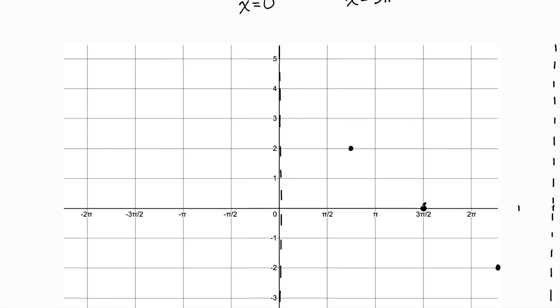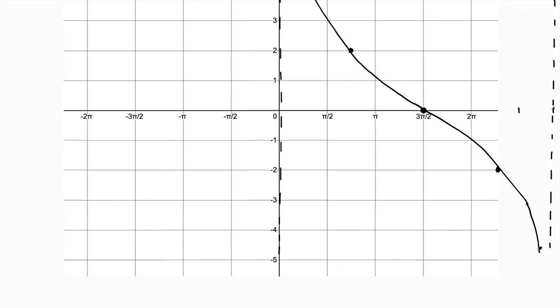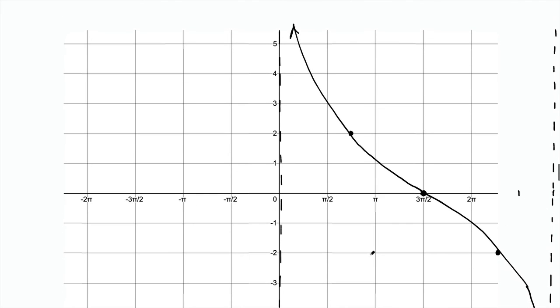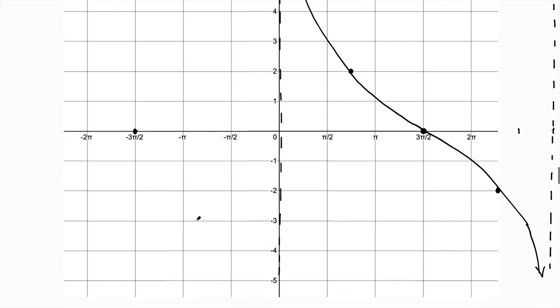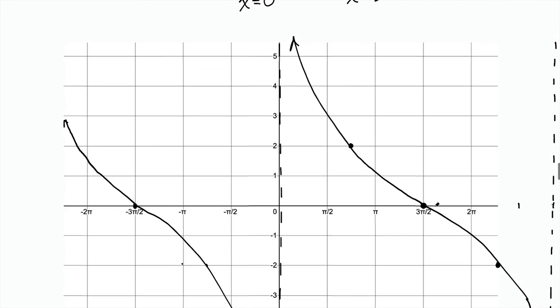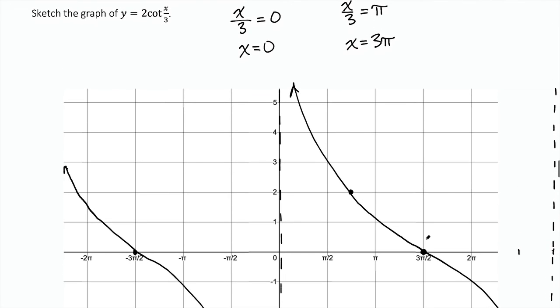And then we want to kind of draw that shape, that curvy little shape. Okay. And of course, it's repeated on both sides. So I could do it again over here, and oops, right there. Kind of follow that. And there's our sketch of this function, 2 cotangent of x over 3.